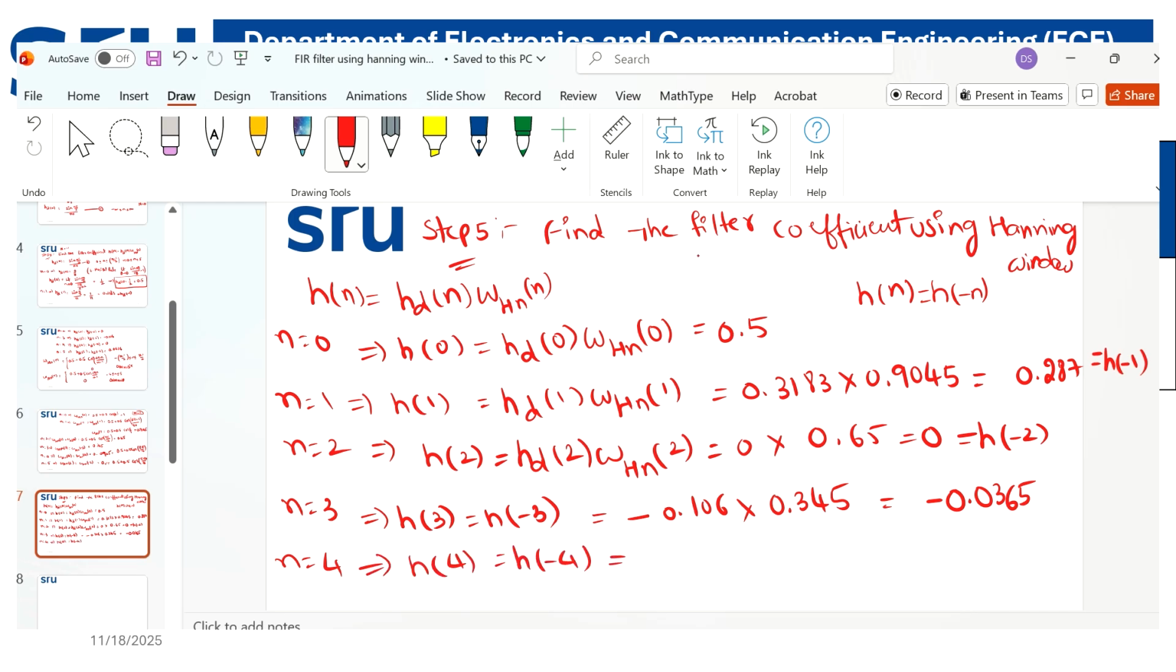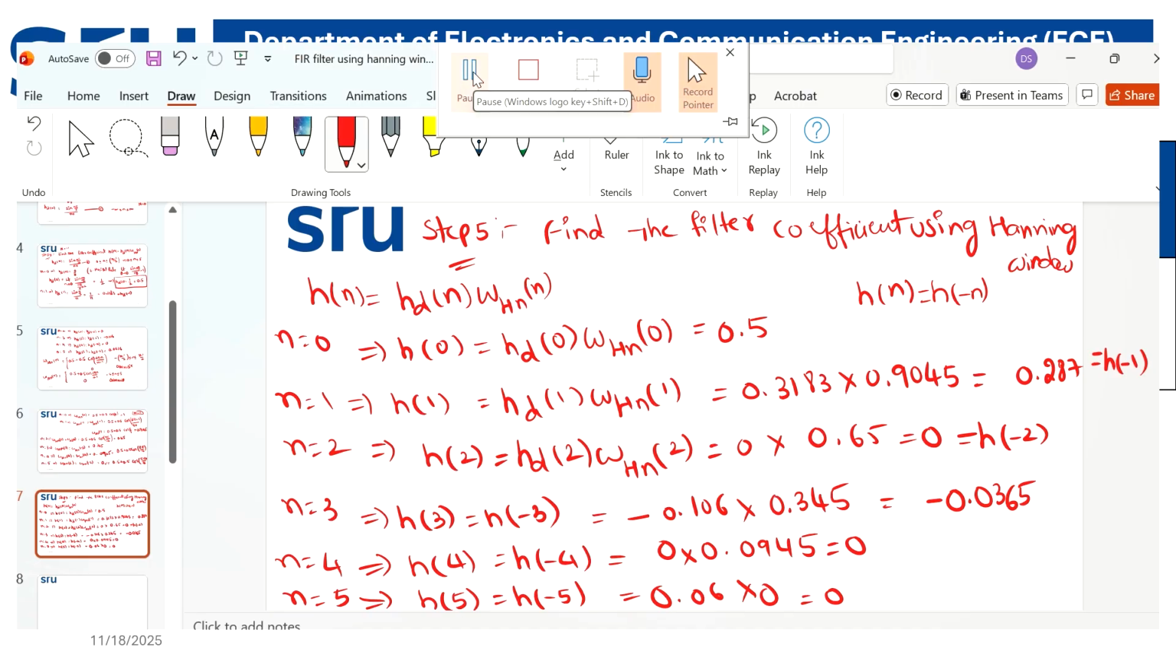The filter coefficient is 0. At n is equal to 5 also, the filter coefficient h of 5 is equal to h of minus 5, that also is 0. 0.06 into 0 is equal to 0. Here it is 0 into 0.0945, again it is 0. So these are the filter coefficients.